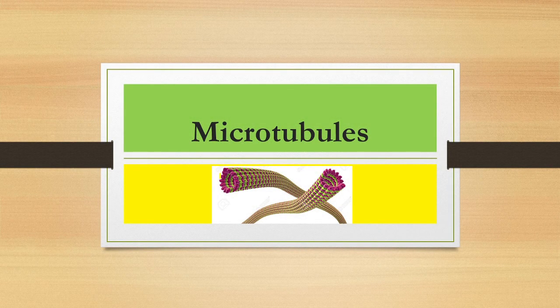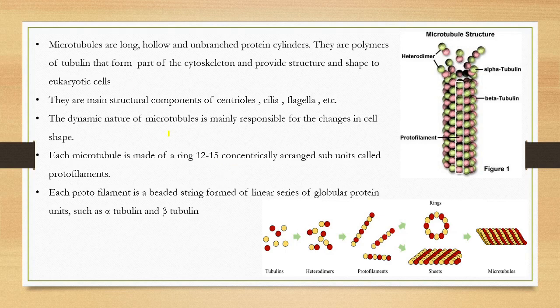Microtubules. They are actually long, hollow, unbranched protein cylinders made up of a protein called tubulin. So they are made up of a protein called tubulin that form the cytoskeleton and provide structure and shape to the eukaryotic cells.